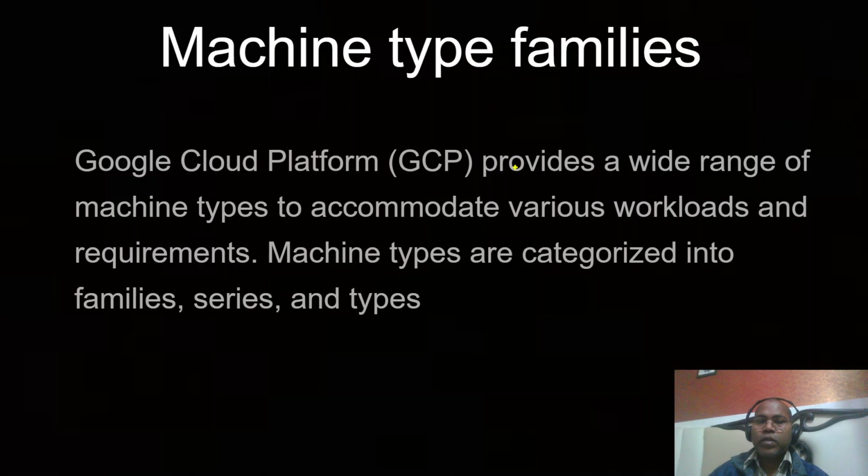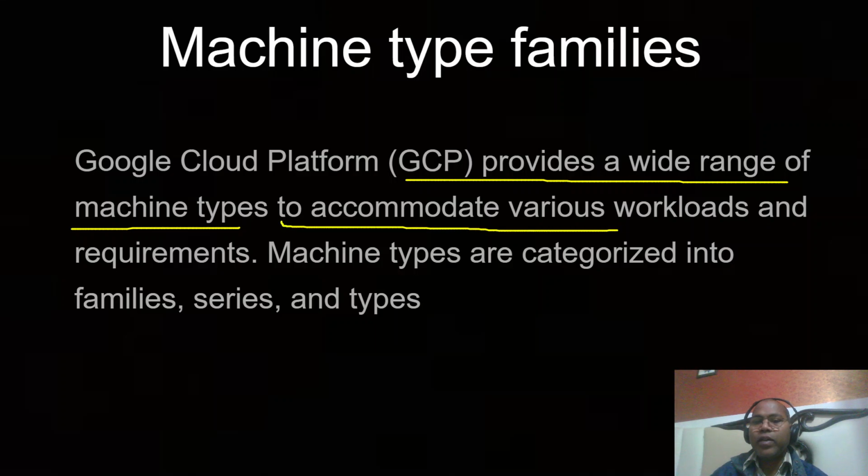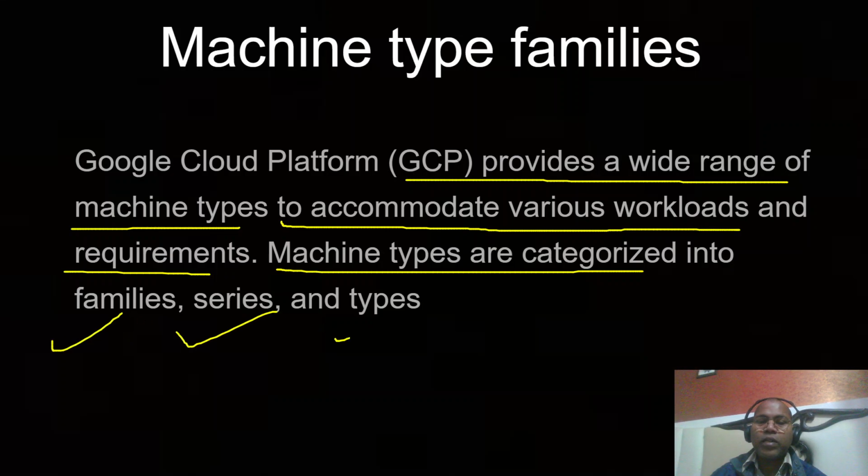As discussed, GCP provides a wide range of machine types to accommodate various workloads and requirements. The machine types you choose depend upon your requirement and what kind of applications you are going to deploy. Then you need different types of machines. So machine types can be categorized into families, series, and types.